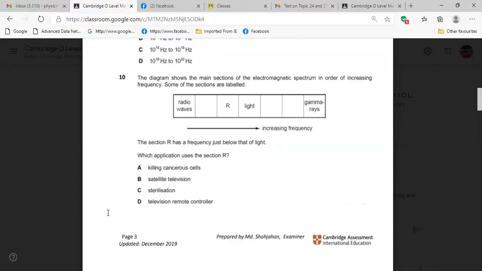Question number 10. D. Television remote controller. So it's easy for you now, right? Yes, sir. Before knowing, you were a less confident person. Now you are a confident person, right?